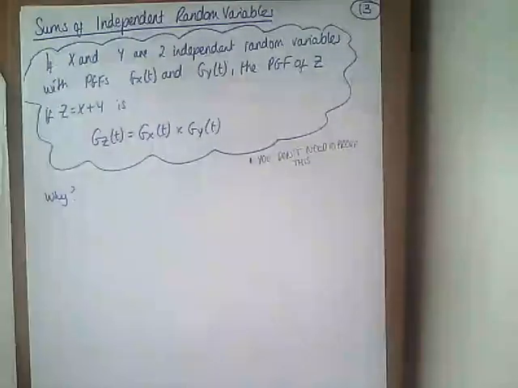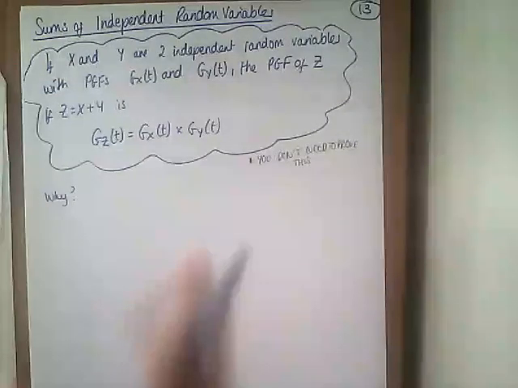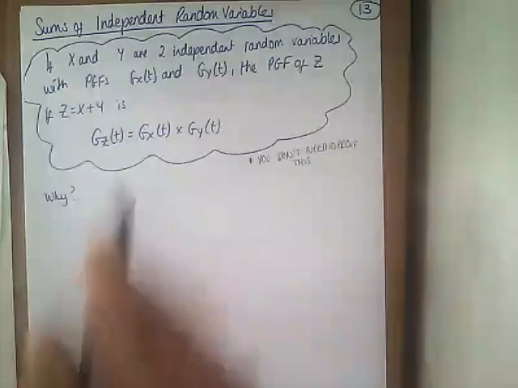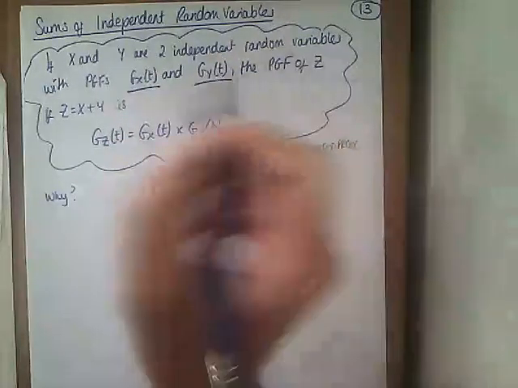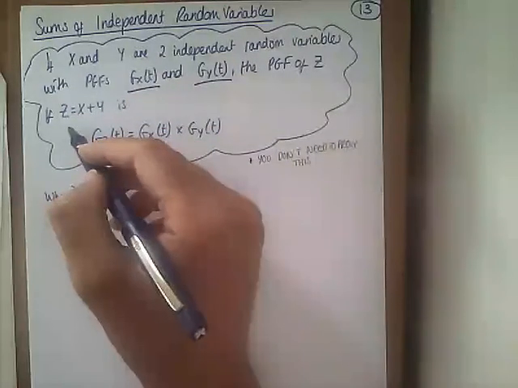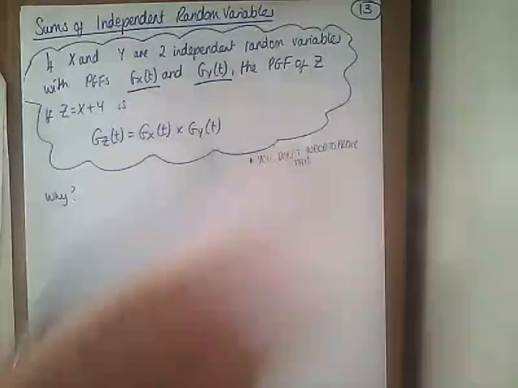Okay, this should be our last video on PGFs, so this is the end of PGFs now. Here we are talking about the sum of independent random variables. If you have X and Y, two independent discrete random variables, with PGFs of G_X(t) and G_Y(t) respectively, then if you add the two variables together to give you a new variable Z, the PGF of Z is your PGF of X times your PGF of Y.